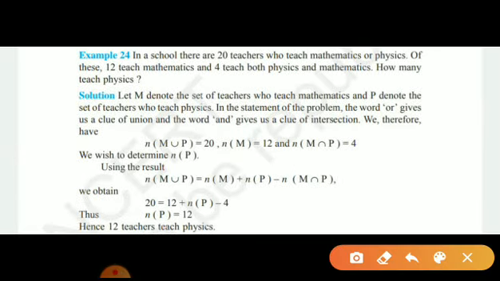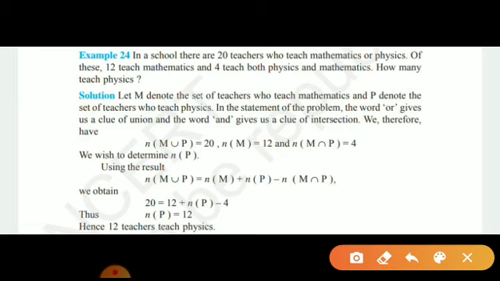The next one. In a school, there are 20 teachers who teach mathematics or physics. Of these, 12 teach mathematics, 4 teach both physics and mathematics, then how many teach physics? Now, how many sets can I have here? Two subjects are mentioned, maths and physics. So let M denote the set of teachers who teach mathematics.